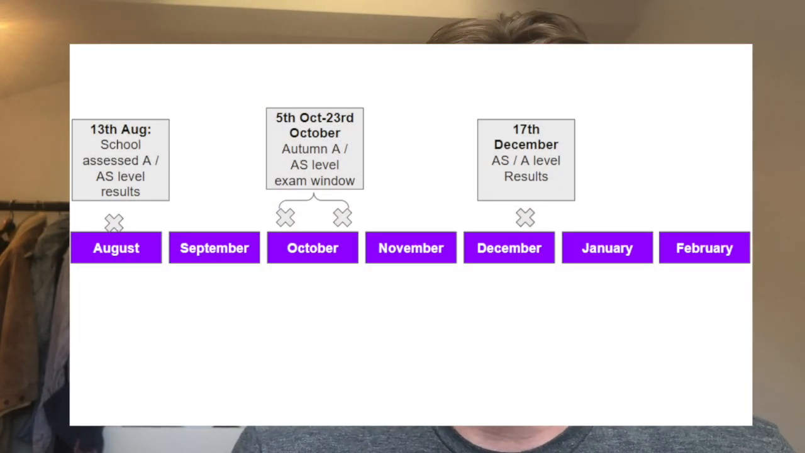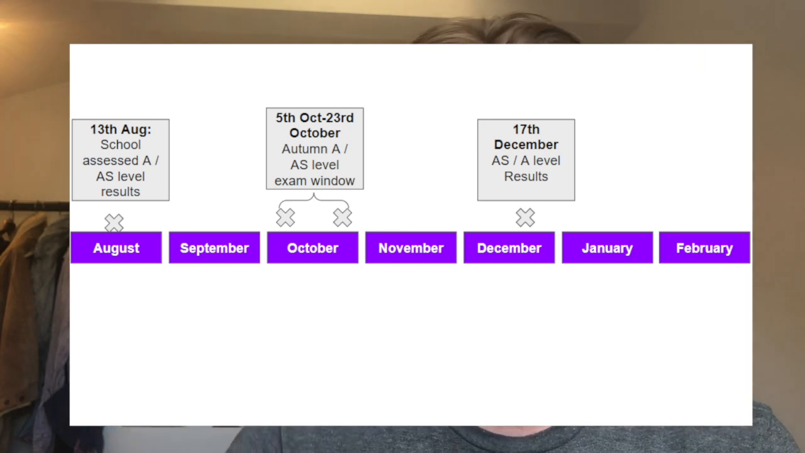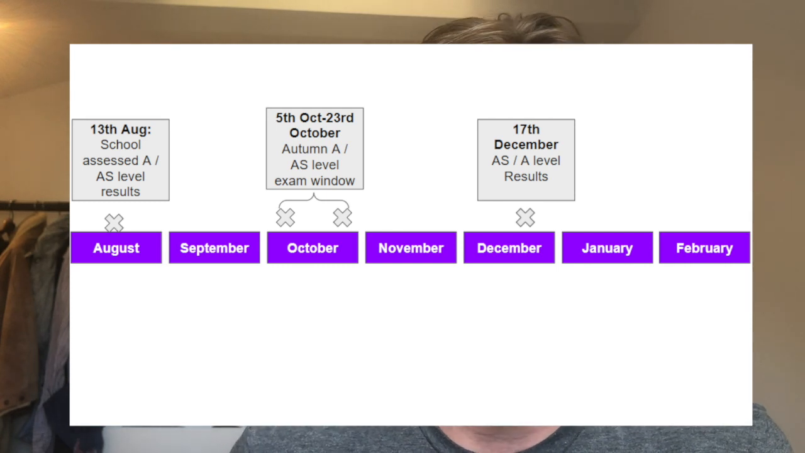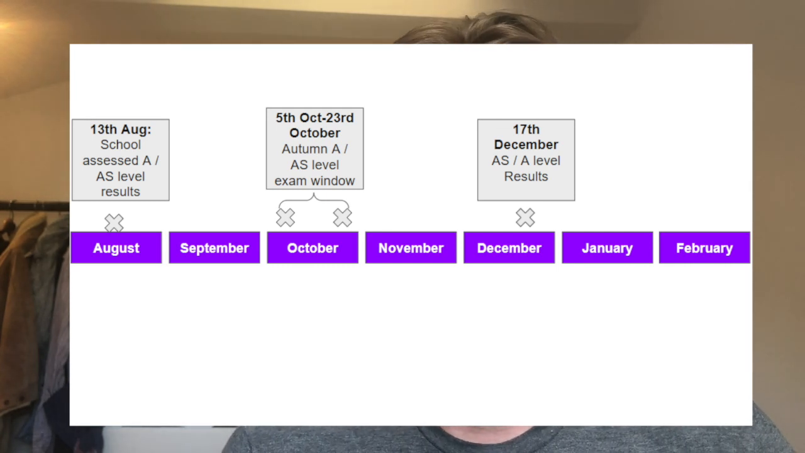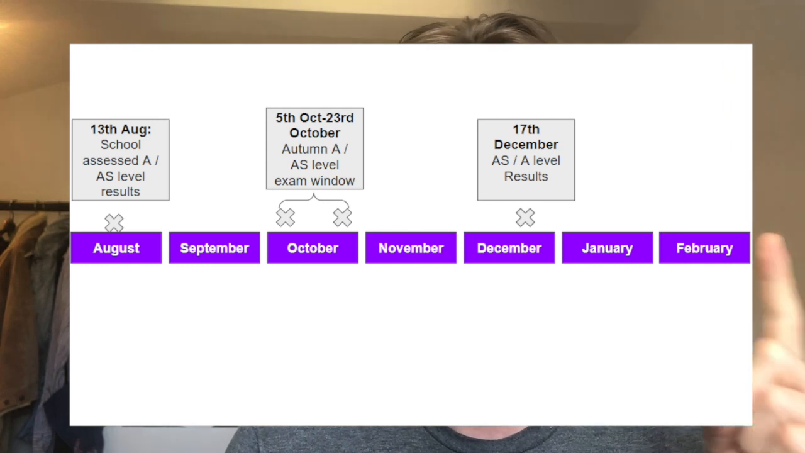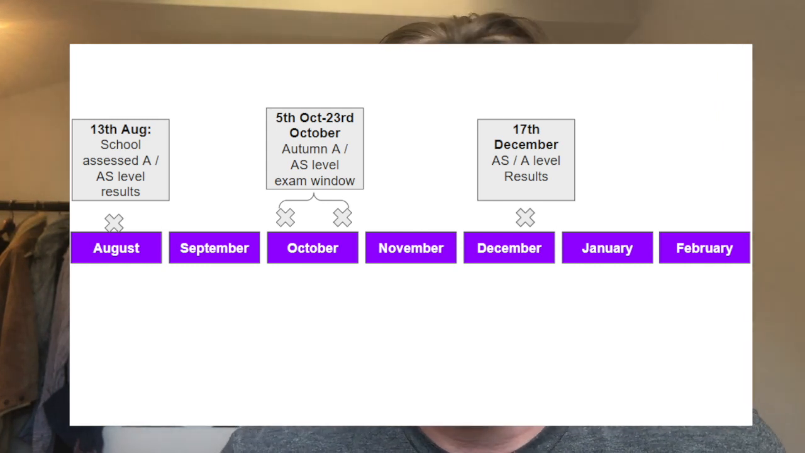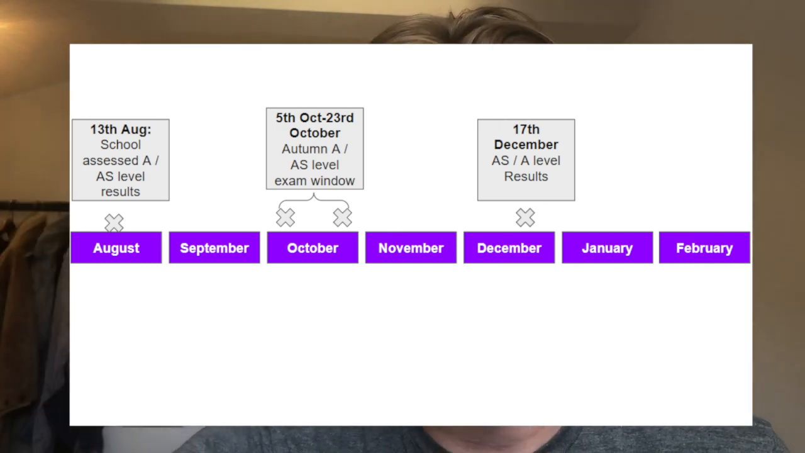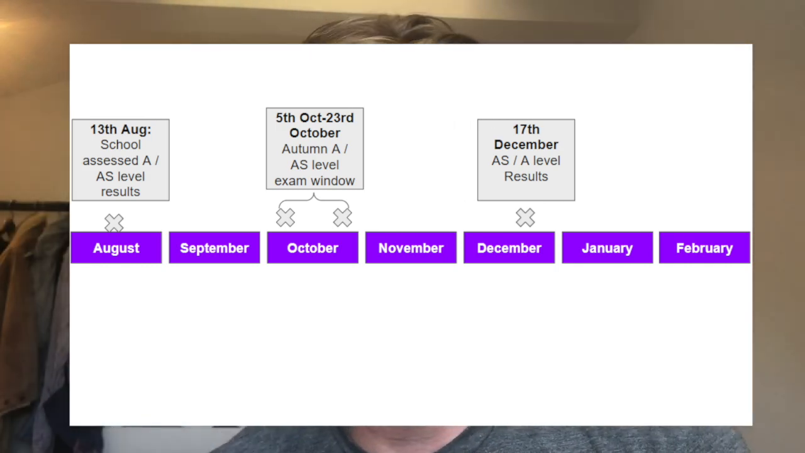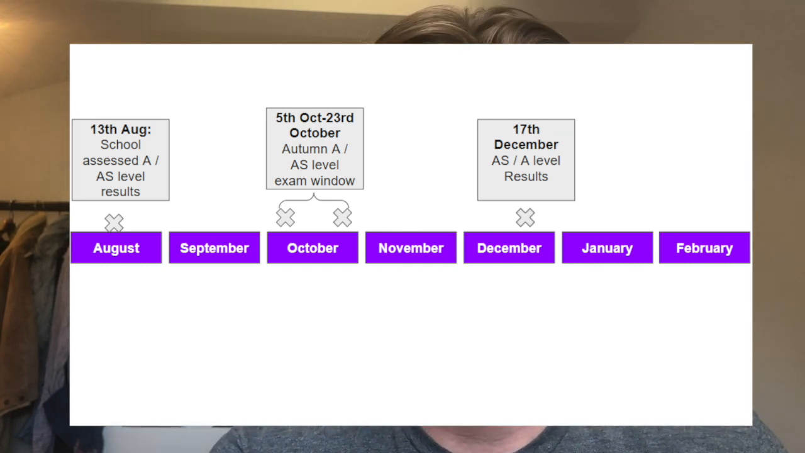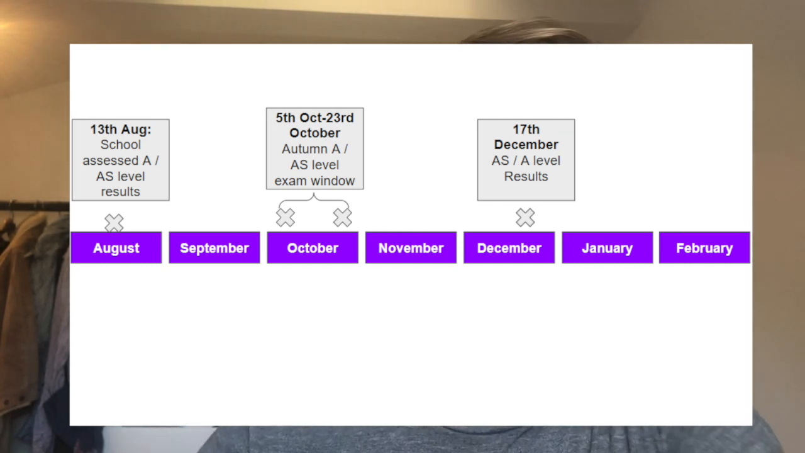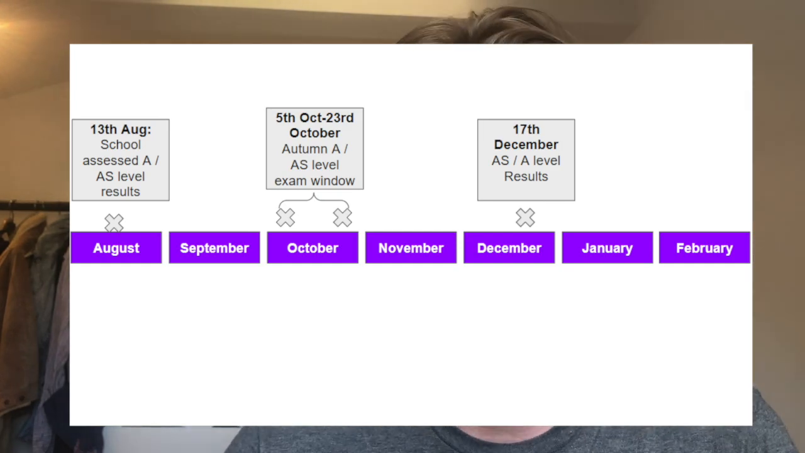So to walk through some key dates, if you are A-level, on the 13th of August you're going to get your school assessed grades back from the exam boards. Then your actual autumn exam window is going to be between the 5th of October and the 23rd of October. And now we know the results themselves. The newest information we have is the provisional date for when you'll receive the results for those autumn exams if you sit them. For AS and A-level, that's the 17th of December. So everything is a little bit earlier than GCSE for A-level.